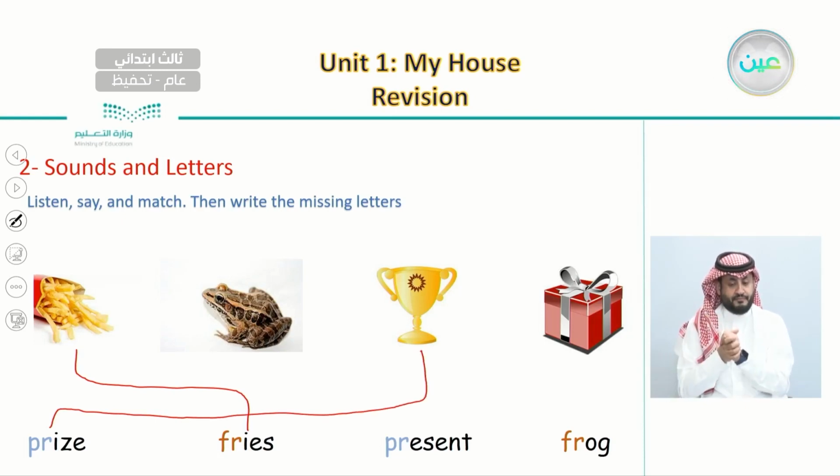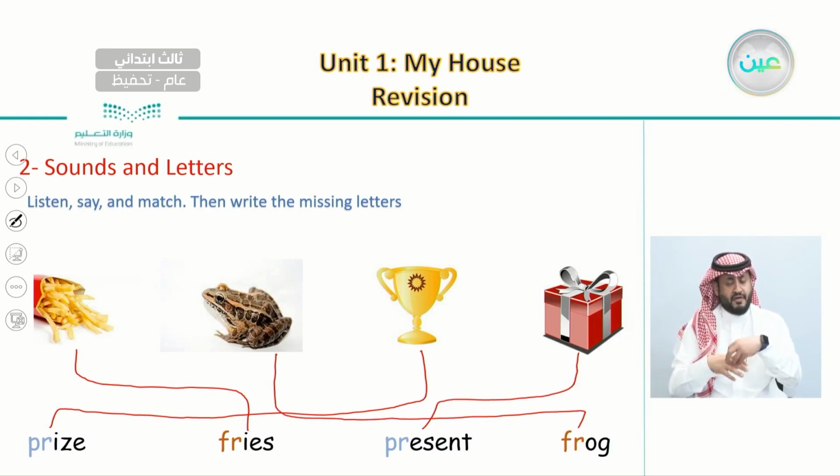And what about the present? Is it this or this? It is, of course, the last one. So here we go. And we match the picture to the word. This will leave us with the last word, which is a frog, an animal that we all know. So this is how we answered. We listened, and we matched the words with the pictures.